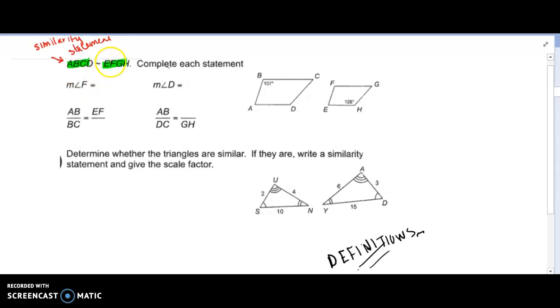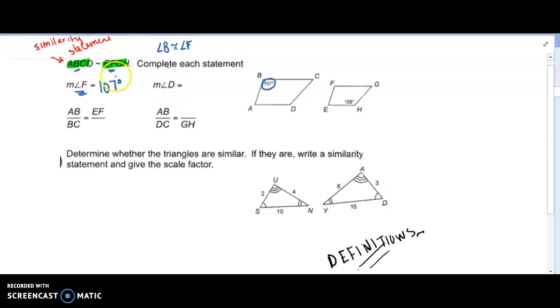Okay, it says something is similar to something else. Now remember, order here matters. So the measure of angle F here, if I look, F is in the second spot and B is in the second spot. So that means that angle B is congruent to angle F. Remember, angles are congruent. So if angle B is 107 degrees, that means angle F has to be 107 degrees as well.